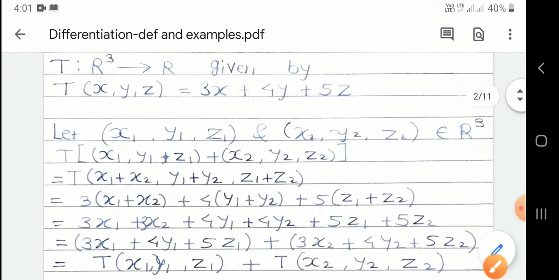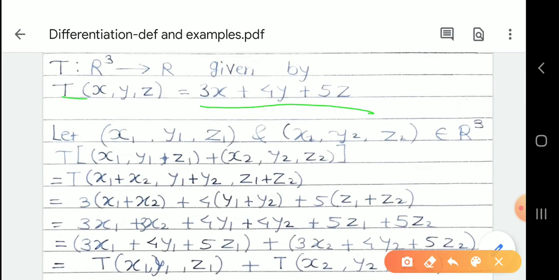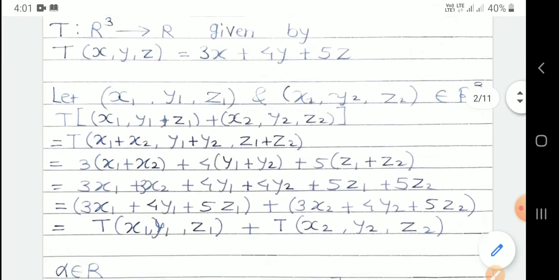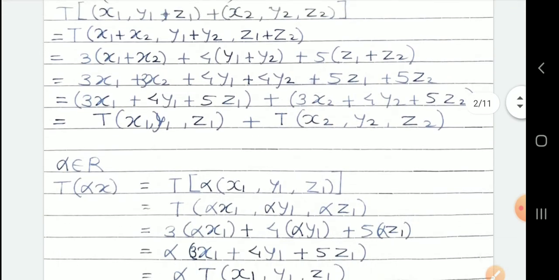But 3x + 4y + 5z is the function T(x, y, z). That means 3x1 + 4y1 + 5z1 is the function T(x1, y1, z1). Also, here 3x2 + 4y2 + 5z2 is the definition of function T(x2, y2, z2). That means T(x + y) = T(x) + T(y). So this function satisfies the first property. Now go for the second property.